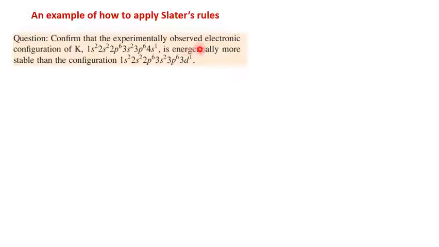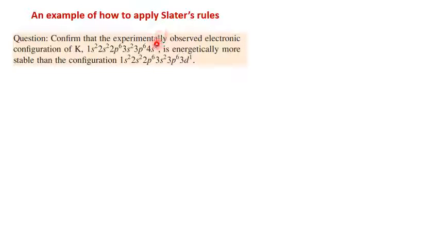So this is energetically more favorable and stable than the configuration 1s2, 2s2, 2p6, 3s2, 3p6, 3d1. So basically the change is that here the last electron goes in the 4s orbital, and here the last electron goes in the 3d orbital. The first one is the experimentally observed electronic configuration. So you have to prove that this is more stable than the second one. So how can you calculate this using Slater's rule?